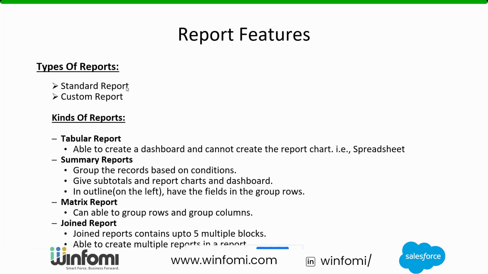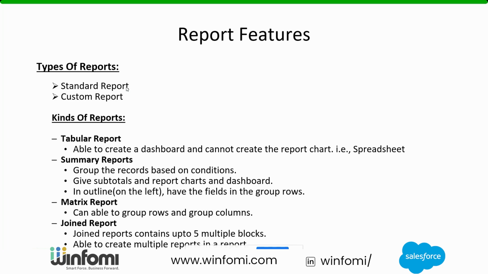What are all the kinds of reports? There are 4 kinds of reports. One is tabular report, second is summary report, third is matrix report, and fourth is joint report. Tabular report is nothing but the report which looks like an Excel format. For a tabular report, we can have a chart. We can have those reports in the dashboard, but we cannot have a chart for the tabular report.